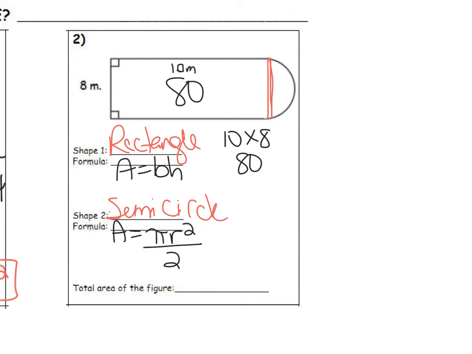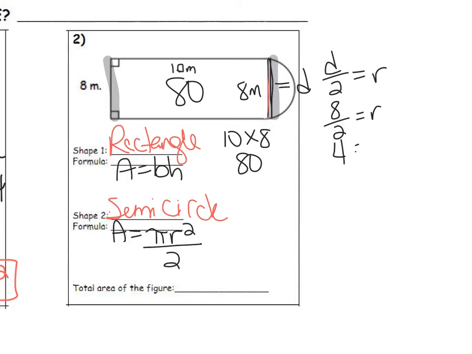Now the measurement they give you is, in this case, since that's the line we wrote, the same as this line, so the measurement given was 8 meters. If you look at this, this is going to be the diameter. So we need the radius. Remember, to find the radius, you need the diameter divided by 2. So that's 8 divided by 2, which is 4. So we're going to use 4 as the radius.